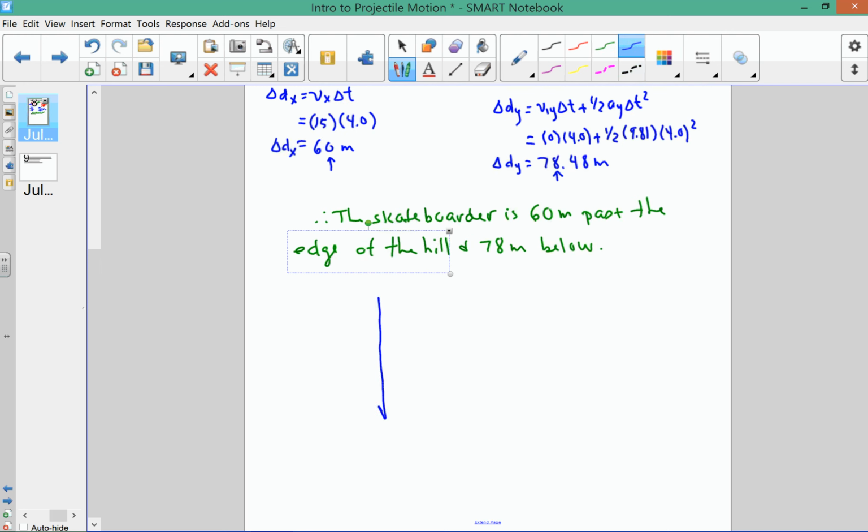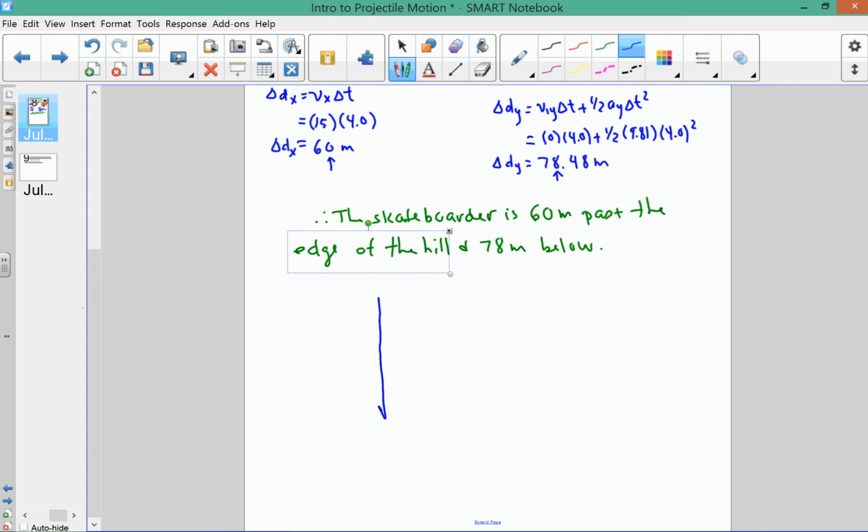78.48 squared plus 60 squared. When I plug that into my calculator, here's what I get: 78.48 squared plus 60 squared, take the square root of the whole thing. I get 98.8 meters. But since I'm only interested in the ones place, I've only got 2 significant figures. That's actually 99 meters. That's the magnitude of the displacement.